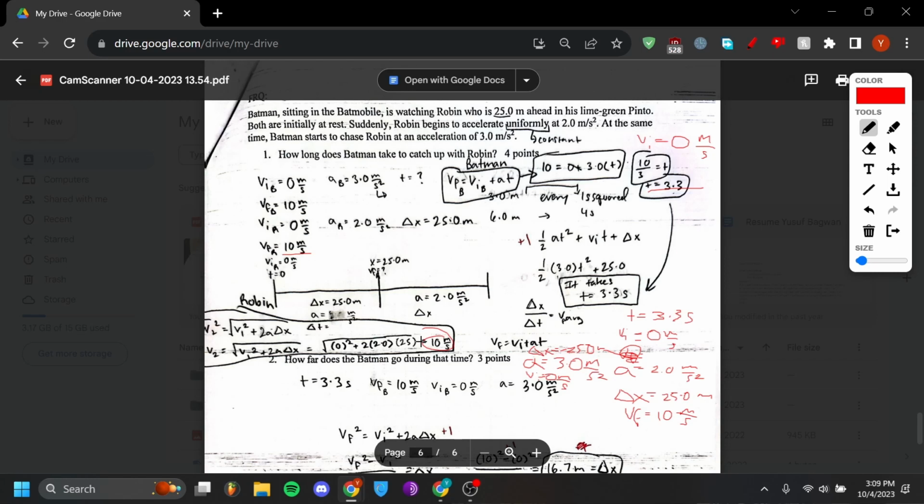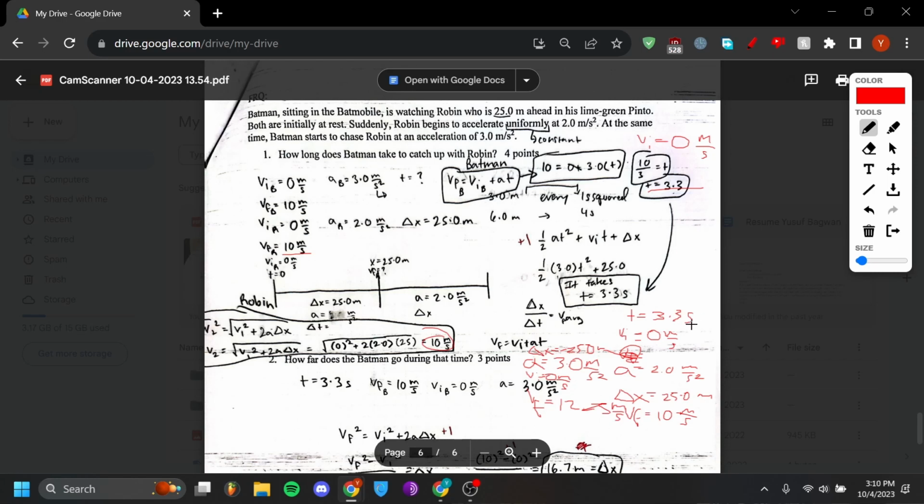There's going to be no real answers. We could just make his acceleration negative, I guess. Negative 3.0. That's going to give his velocity final to be 12.25 meters per second.